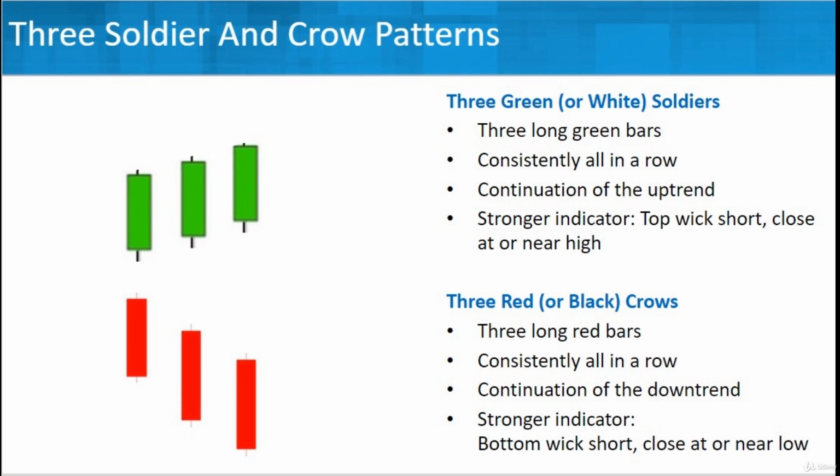They're called crows because they're going downward, and it's a continuation of the downtrend. You look at it and say, yep, prices are going to keep going down. I see these three red crows marching in a nice, orderly fashion. I'm then going to trade accordingly around that.